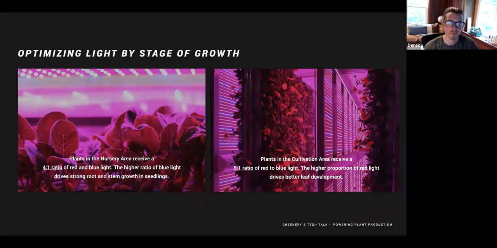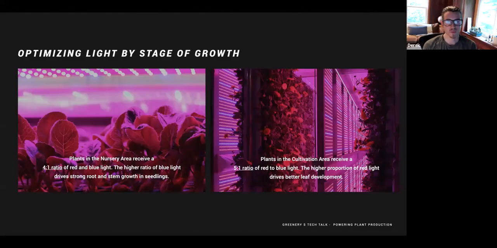We want slightly more blue light in the nursery area in order to tell that plant to focus its growth on its roots, as that root system development is really crucial for the plants in these initial stages of growth to ensure a successful transplant and transition into that vegetative state of growth, which is going to be its high growth rate stage of life. And it really is dependent on that root system to be able to draw up all the minerals and nutrients it needs to power and really take advantage of the light that it's receiving.